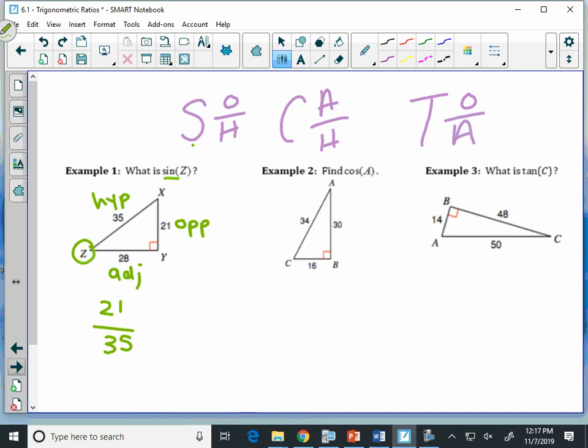OST doesn't care if you simplify your fractions or not. I don't really care if you simplify your fractions or not. But for good practice, because you probably will have to simplify them eventually, what does 21 over 35 simplify down to? 3 over 5. So if you write 3 over 5, that's correct. If you leave it as 21 over 35, that's also correct. Both ways are correct.